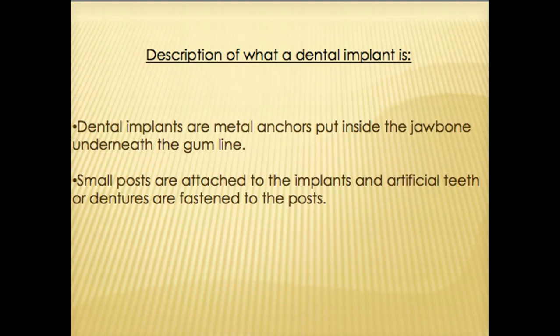The next statement should be a description of what a dental implant is. Feel free to put your own description in here. Basically, what I like to put is: dental implants are metal anchors put inside the jawbone underneath the gum line. Small posts are attached to the implants, and artificial teeth or dentures are fastened to the posts.